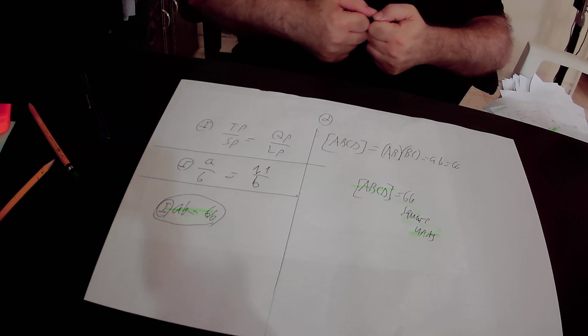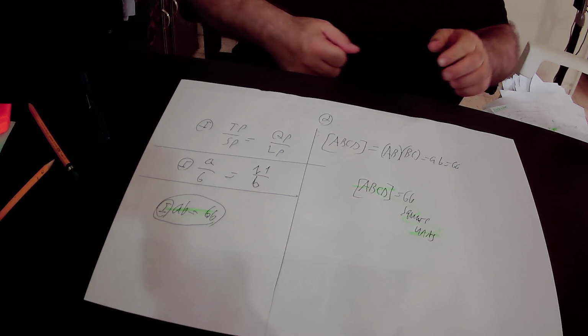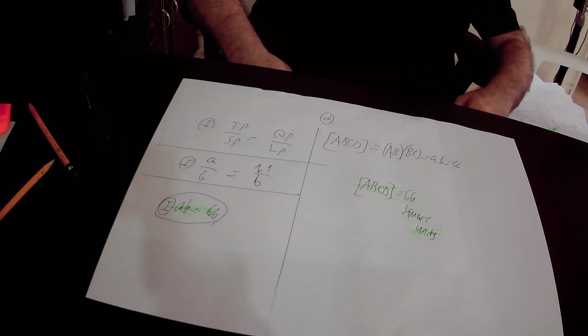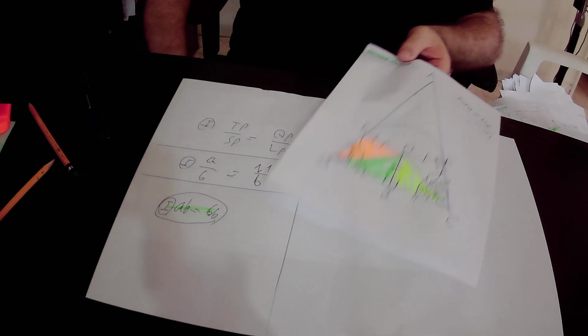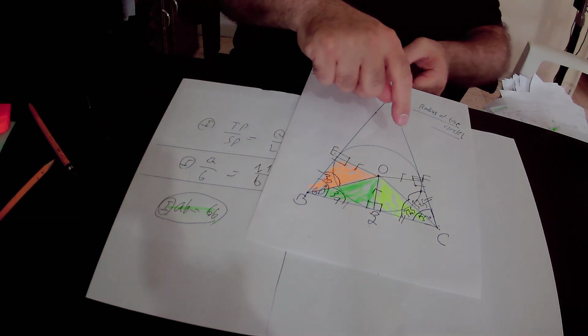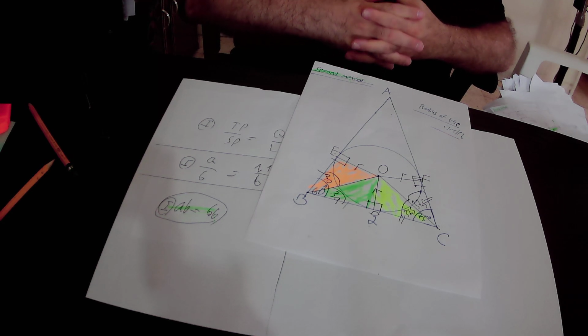So in both methods, we found that the area of rectangle ABCD equals 66 square units. And in both methods, we found that the radius of the circle that is described by triangle ABC is equal to 0.6589 units.